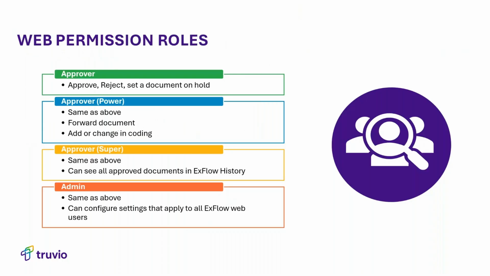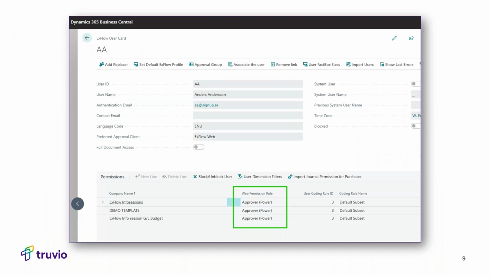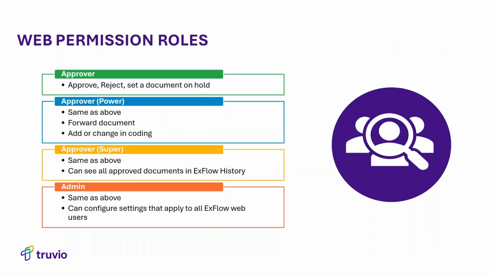Okay, so web permission roles. You can see them on the line as I showed previously. So this is where you see the web permission roles. And we have 4 different ones. We have approver, which can approve, reject, and set a document on hold. And then we have approver power. So it's the same as above, but you can also forward documents, add or change coding, for example, dimensions and accounts and so forth per line.